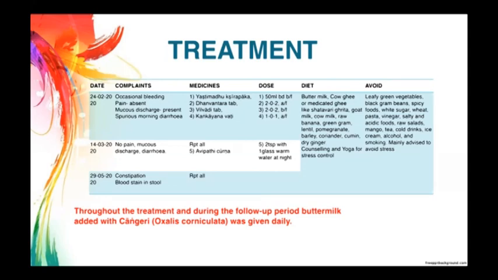It includes medicines like Ishrimadu Ksheerapaga, a medicated milk preparation, then Dhanvantara tablet, Vilvadi tablet, Kankaina tablet, and Avipatti Churna. Also, we have advised these do's and don'ts in his diet and lifestyle. Throughout the treatment, along with medicines and regimen, we have advised the patient to take buttermilk added with the changiri, that is Oxalis corniculata, stalks and leaves on a daily basis.